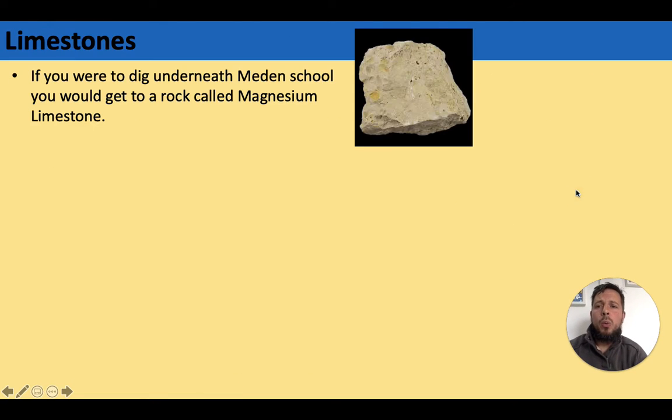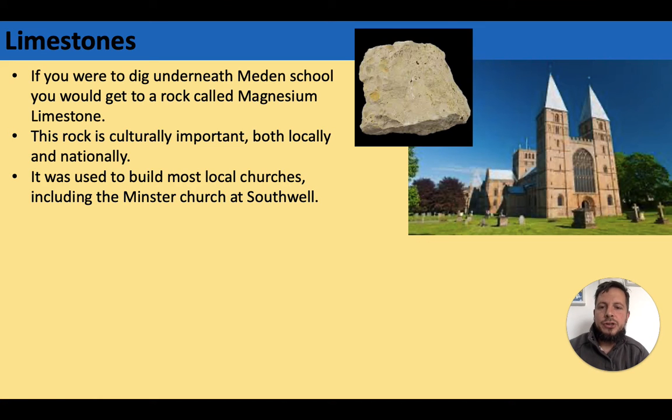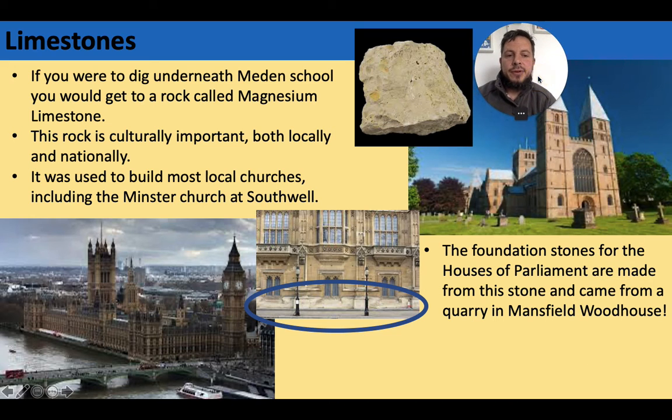So, what is a limestone? Well, if you were to dig underneath Meden School, you would get to this rock called magnesium limestone. Now, this rock is actually culturally important both locally and nationally. So it was used to build most churches in the local area, including the Minster Church at Southwell. But it was also used as the foundation stone for the Houses of Parliament. So these stones right at the bottom there, this limestone, came from a quarry in Mansfield Woodhouse just down the road.